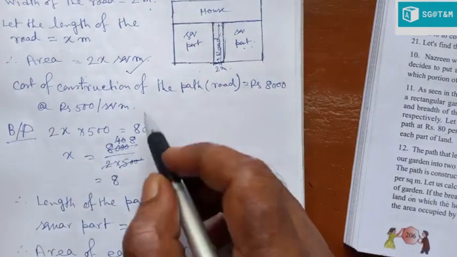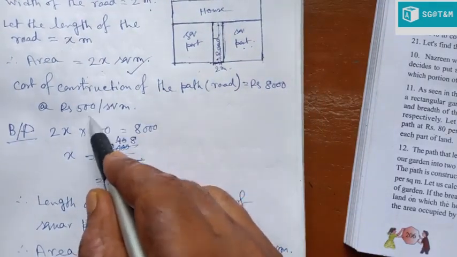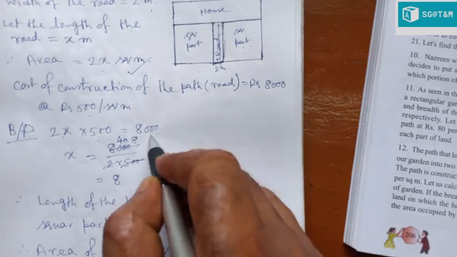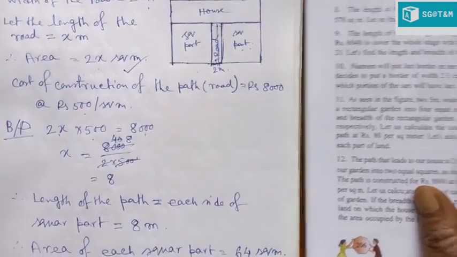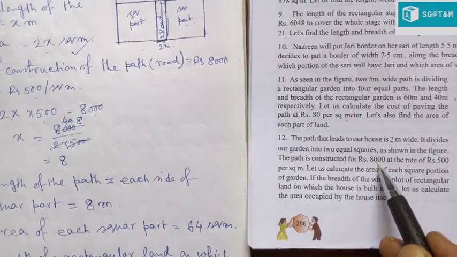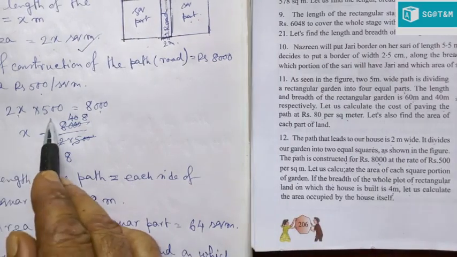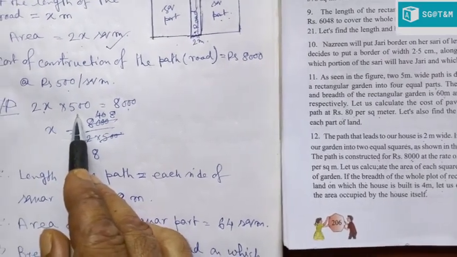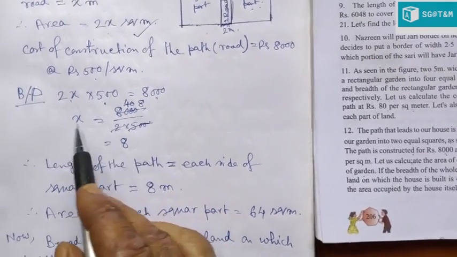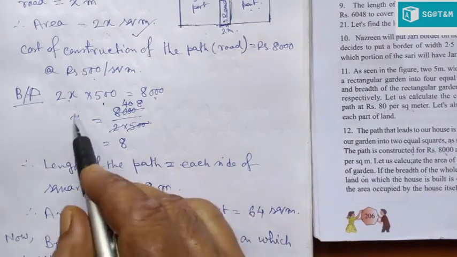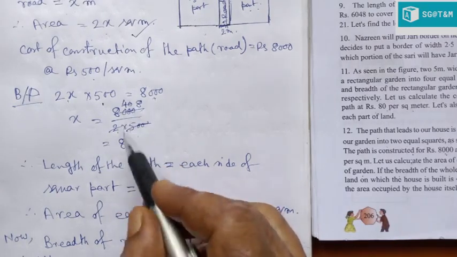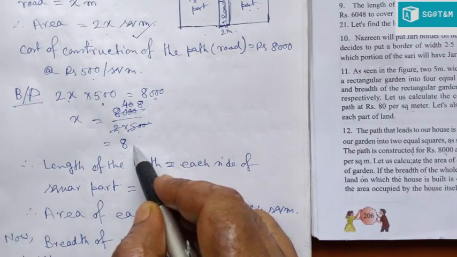Now the cost of construction is at the rate of 500 per square meter. So by the problem, the area 2x multiplied by 500 is given. The total cost of construction is 8,000, it is given in your question. So 2x into 500 is equal to 8,000. After simplifying, x is equal to 8,000 by 500 into 2. Zeros cancel out. After calculation we get x is equal to 8.